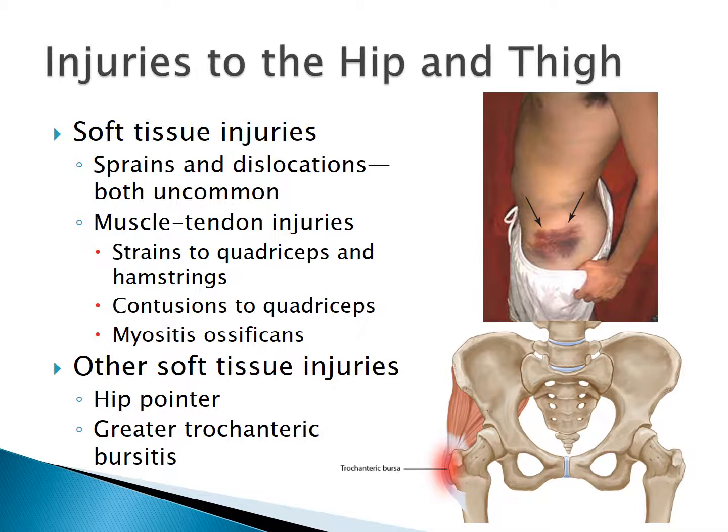A hip pointer is a contusion of the top of the iliac crest from a direct blow to the bone. The injury can cause significant pain and loss of function and may require padding once the patient has been cleared to return to activity.